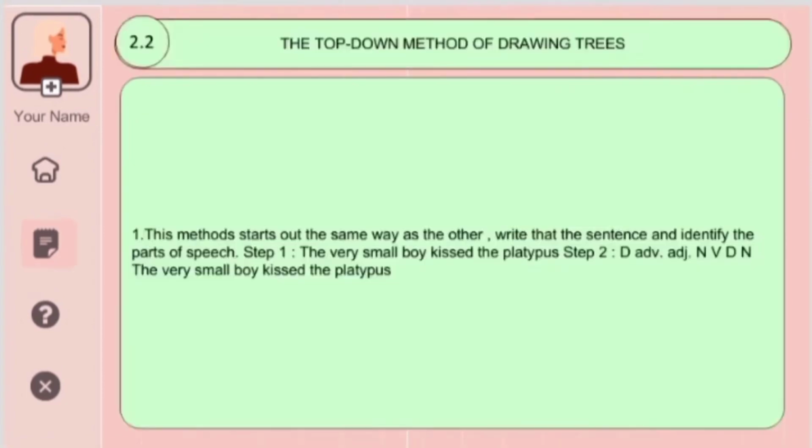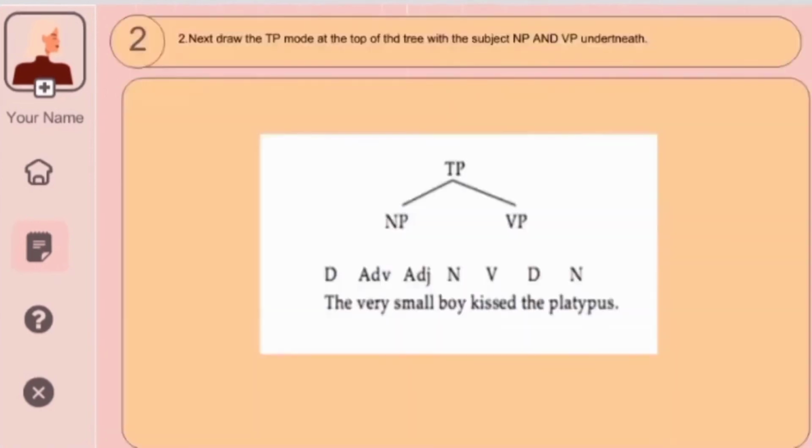Number 1. This method starts out the same way as the other. Write the sentence and identify the parts of speech. First step. The very small boy kissed the platypus. Second step. The very small boy kissed the platypus. The is the determiner, very is the adverb, small is the adjective, boy is a noun, kiss is a verb, the is the determiner, and platypus is the noun. Number 2.